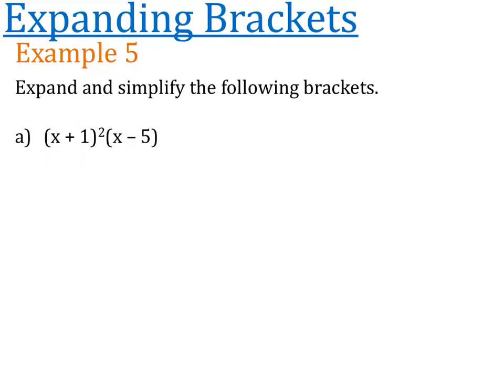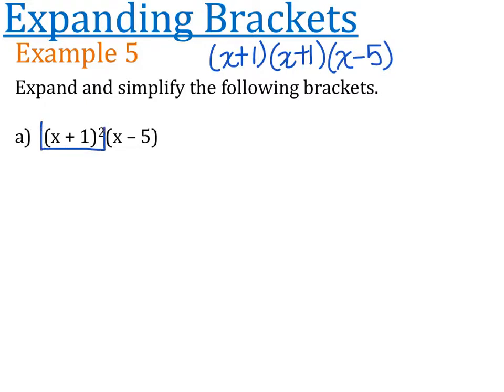All right, last example from me. It's still a cubic, it's still 3 brackets, but it's just a little bit different. So we've got x plus 1 squared times by x minus 5. Now this still is 3 brackets because you've got x plus 1 squared, which is just x plus 1, times by x plus 1 again, and then the x minus 5. So we're going to start by expanding this bracket here, those two brackets. So we've got x plus 1 times by x plus 1 times by x minus 5.